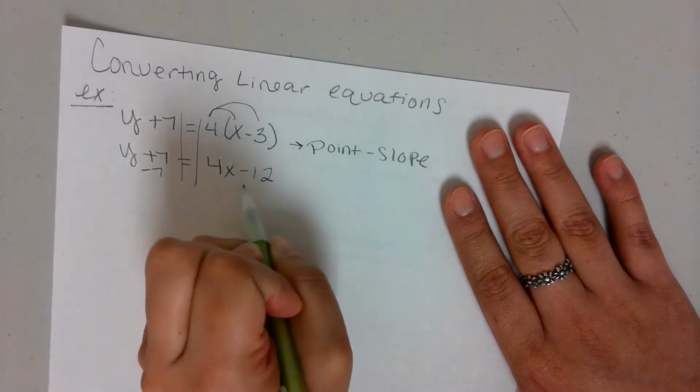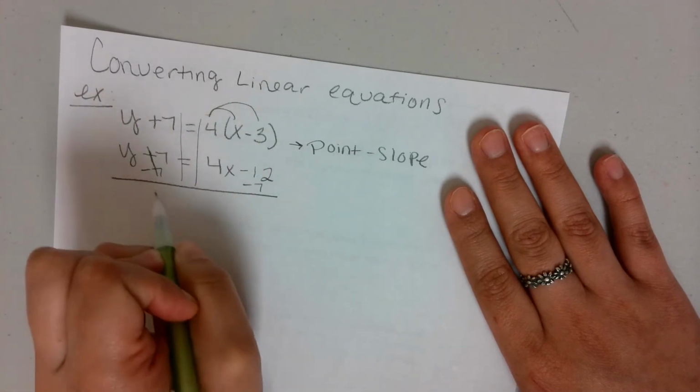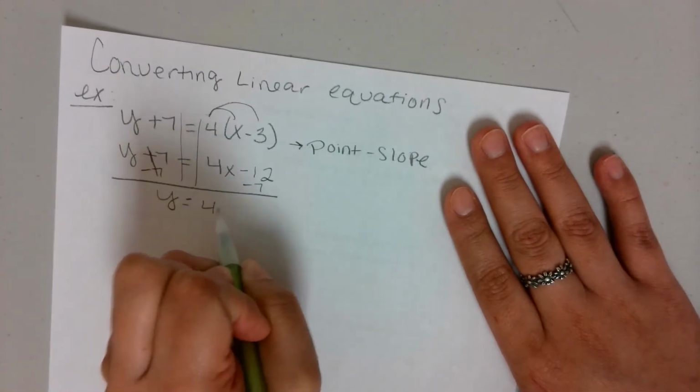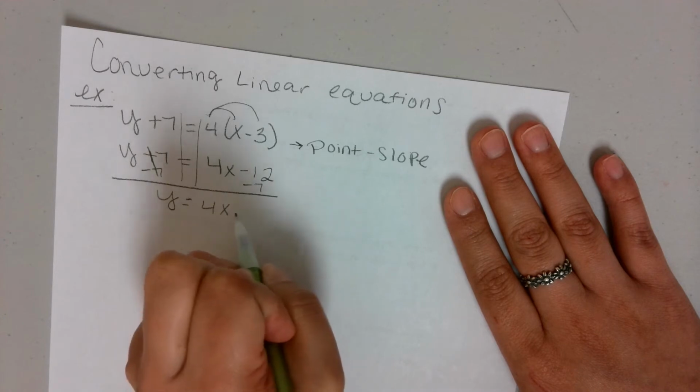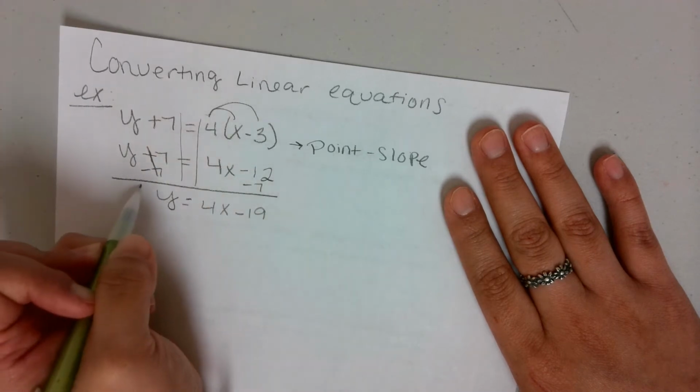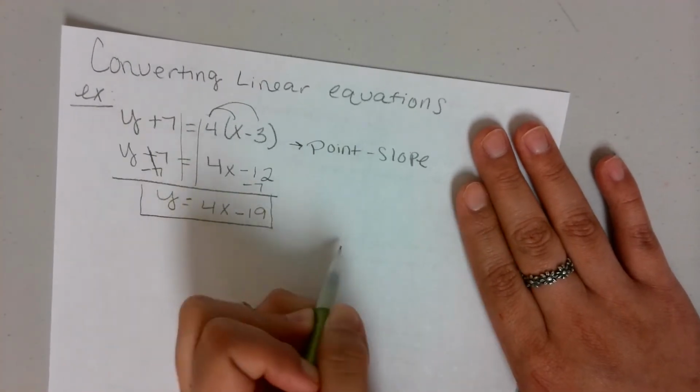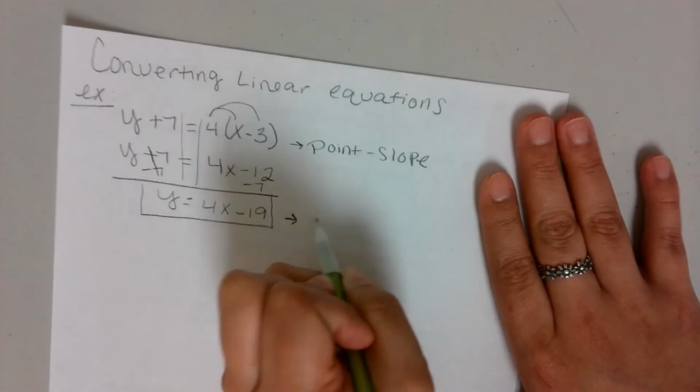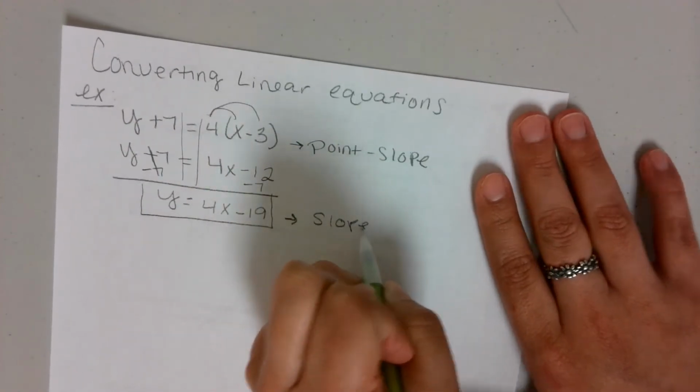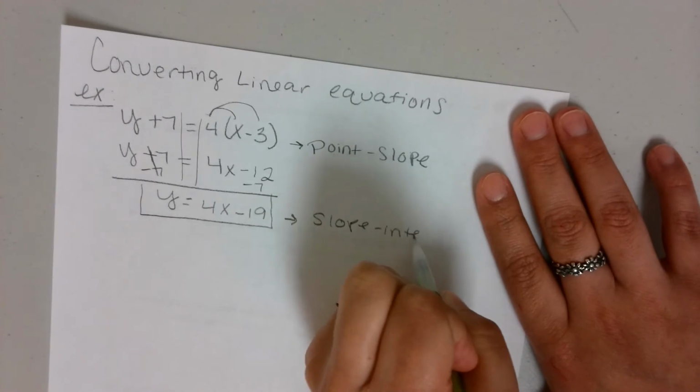And then I'm going to subtract 7. I'm going to subtract 7. So I have y equals 4x minus 19. So here's another form. Since it says y equals, this is slope-intercept form. So that's 2 forms down. I need my third form.